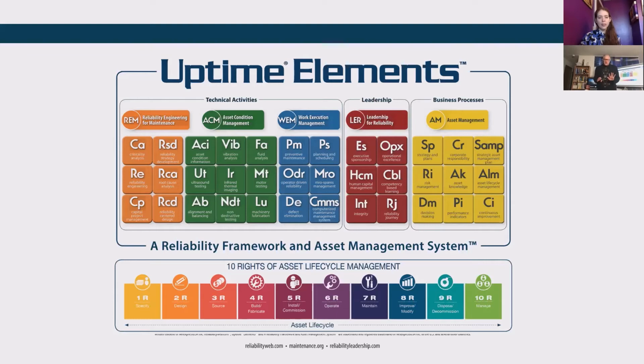What we noticed is that people do sort of live in their domain. In other words, the people in orange, reliability engineering for maintenance, are the reliability engineers. They're focused on failure modes, root cause analysis, and criticality analysis. They're doing the reliability engineering and creating the maintenance strategy.